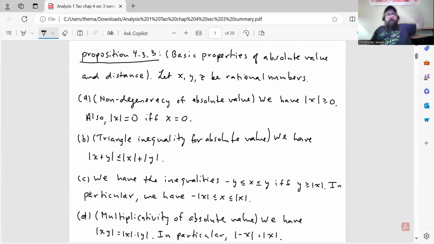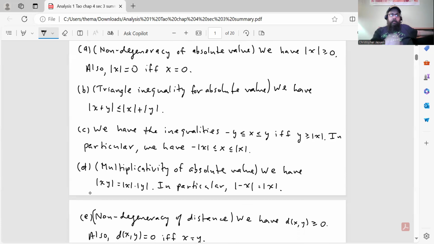Anyway, part A, non-degeneracy of absolute value. We have that the absolute value of any rational number is always non-negative, and also it's 0 if and only if the number x is equal to 0. All right, part B, we have the triangle inequality for absolute value. We've actually seen the triangle inequality in Spivak a while back, in the early parts of the book, but we need it here as well. We have the absolute value of x plus y is always less than or equal to the absolute value of x plus the absolute value of y.